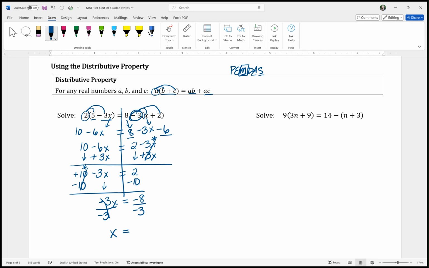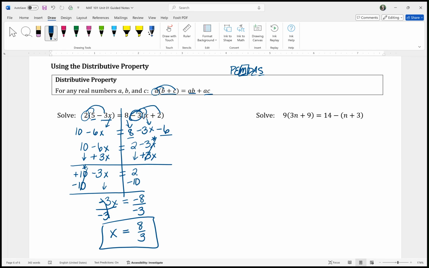Equals -8 divided by -3. Two negatives divided by each other make a positive. So this is really just 8/3. And that is our solution for that problem. Feel free to pause at any point in time, rewind at any point in time if you need to, okay? I know this may be kind of fast, but you do have the ability to back it up if you need to. All right, the next one is the same thing.